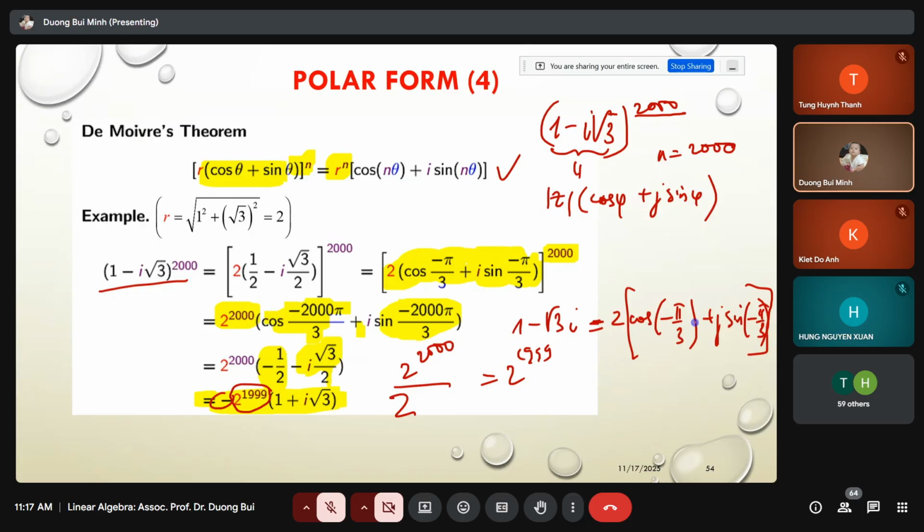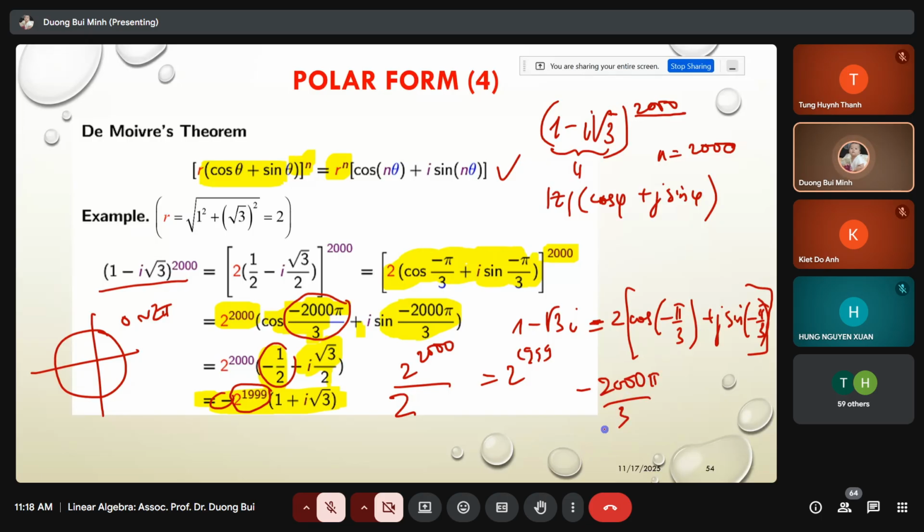Any questions? So why do we know this one? Why do we get this one? Sure, because one circle goes from 0 to 2 pi. So now you will have a minus 2000 pi over 3.